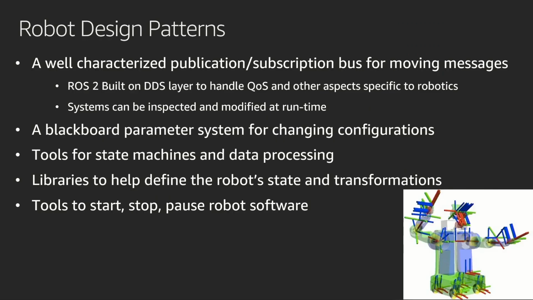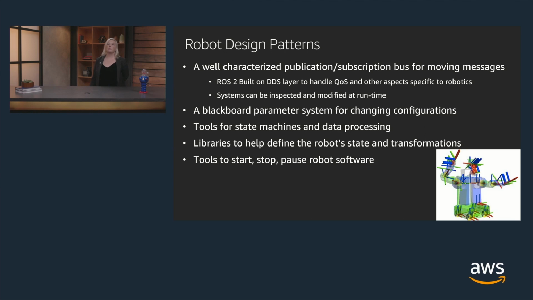ROS is a set of commonly used robot design patterns. At the core of ROS is a well-characterized publication subscription bus for moving messages. ROS 2 is built upon a DDS layer that can handle various QoS aspects of message passing and improves the process substantially. Both ROS 1 and ROS 2's message bus allow you to inspect and modify the messages at any time. ROS also includes a blackboard system for setting parameters of your robot and analyzing its configuration. On top of all this, there's tools for building state machines and data processing, as well as libraries to help define the robot's state and transformation, and tools to start, stop, and pause your robot software whenever you want.